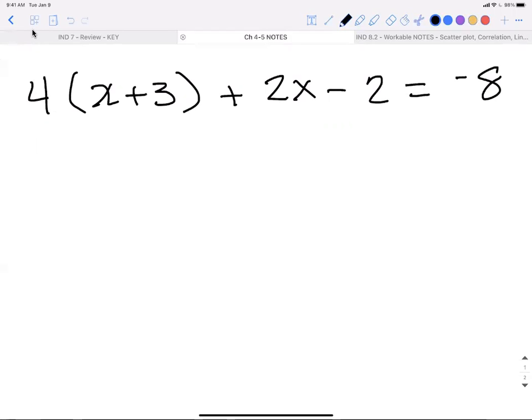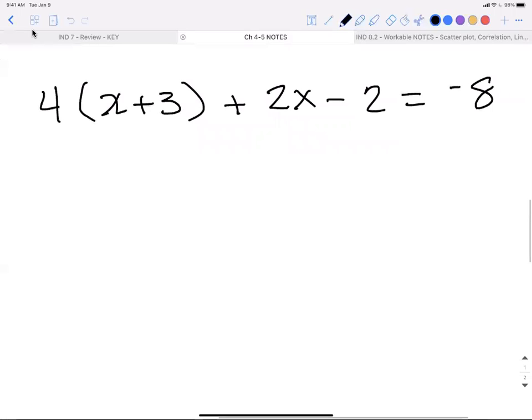All right, so in this case, we do have parentheses. So our first step, yes. Yeah, it's 4, and then in the parentheses, x plus 3, and then out of the parentheses, plus 2x minus 2 equals -8. All right, so the first step is to always get rid of those parentheses if you can, and we can because we've got distribution.